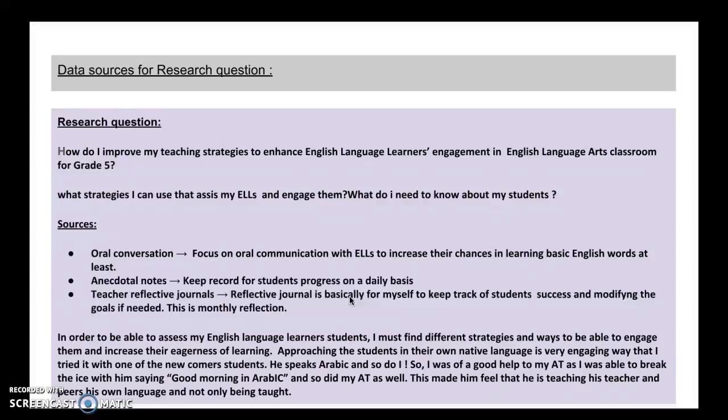In order to be able to assess my English language learner students, I must find different strategies and ways to engage them and increase their eagerness to learn. Approaching the students in their own native language is a very engaging way that I tried with one of the newcomer students. He speaks Arabic and so do I. So, I was of good help to my associate teacher as I was able to break the ice with him by saying good morning in Arabic. And so did my associate teacher as well.